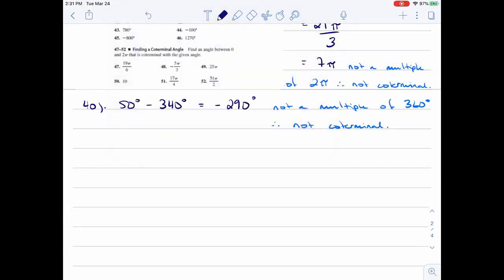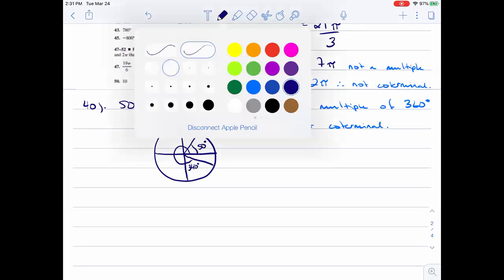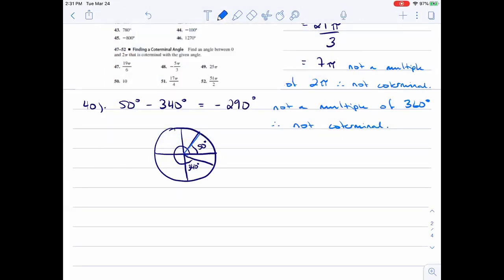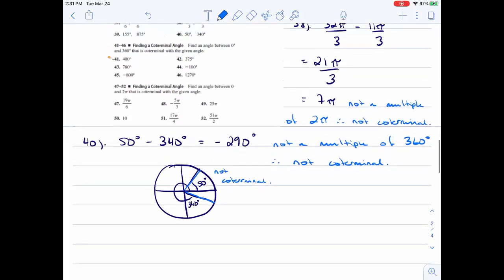This one's easier to visualize too, right? Because if you break it up into quarters, 50 degrees would be somewhere around here, and if I went to 340 degrees, I'd probably end up somewhere around here. So they're not coterminal. Okay.